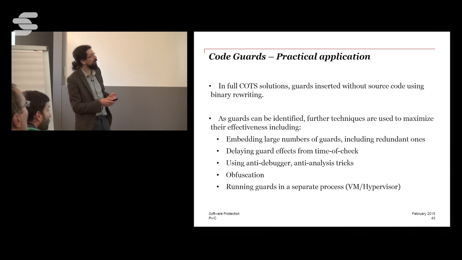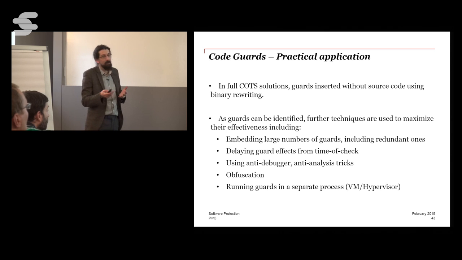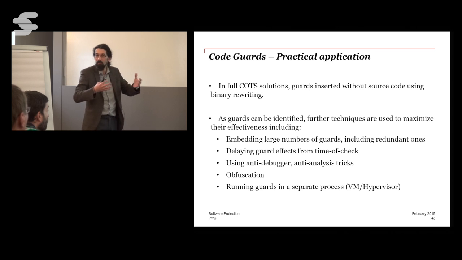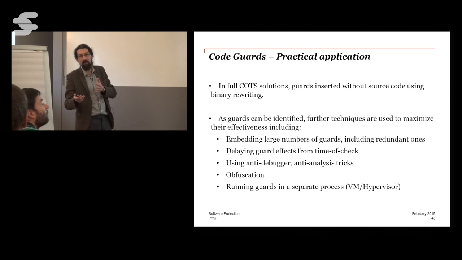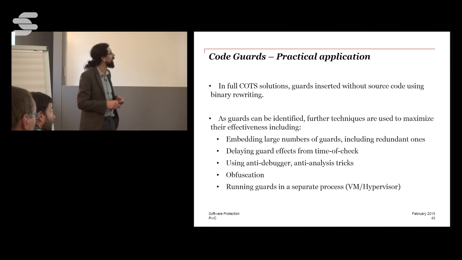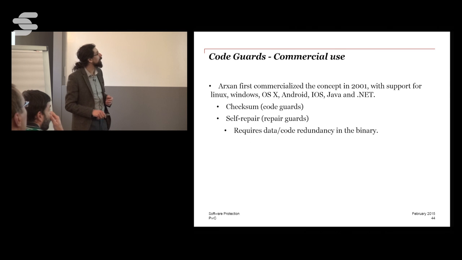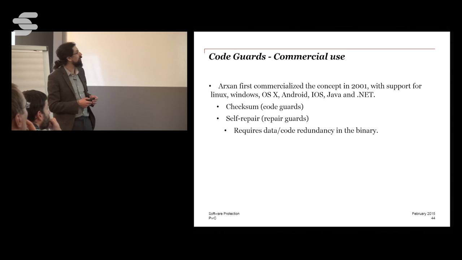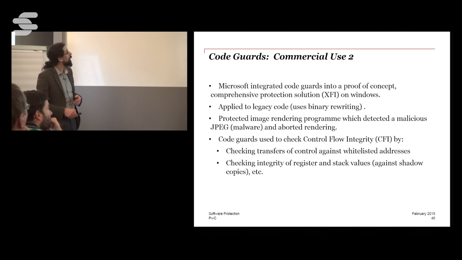You want to hide these guards to stop people from finding them and cancelling them out. Generally, you also have a whole intricate network of them checking on each other, so that when one's cancelled, it's caught somewhere else, and your program still misbehaves. And then it was first, again, Arxan that comes back, another company that we've mentioned before. It was pioneered at Purdue University, another academic thing, and Arxan was a spin-off, which now sells security solutions, one of them integrating code guards.